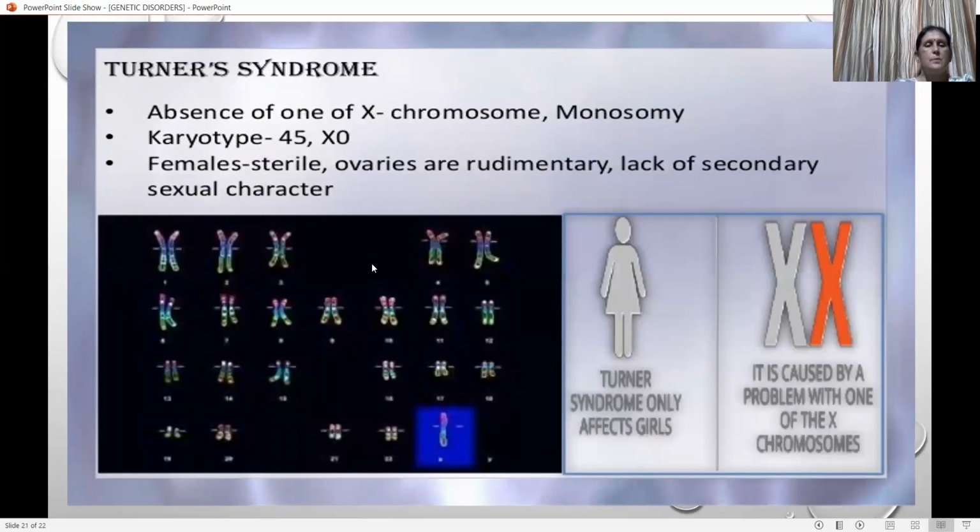Next is Turner syndrome, the absence of one X chromosome in a female. It is also called monosomy. The karyotype or total chromosome number is 45 instead of 46. In a healthy female, 2 X chromosomes are normally found, but in Turner syndrome, only 1 X chromosome is present. So the total number of chromosomes is 45. Such females are sterile. Ovaries are rudimentary and underdeveloped, with lack of secondary sexual characters. Here you see one X chromosome is present. It affects girls.